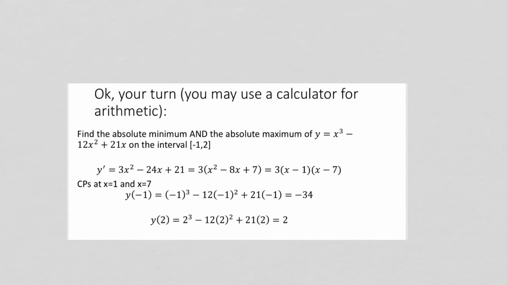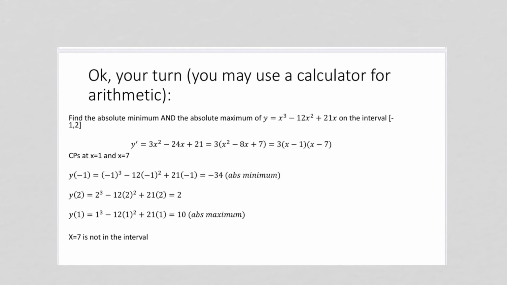Okay, so now let's plug in our critical point at x equals 1. So we plug in x equals 1, and we get 1 cubed minus 12 times 1 squared plus 21 times 1, and that should give us 10. And then we actually don't have to plug in x equals 7, because the interval is from -1 to 2, right? From -1 to 2, and 7 falls all the way out here. So 7's not even in the interval, so we don't have to consider 7 in this case.